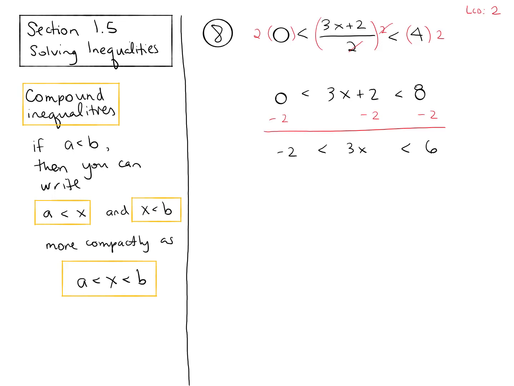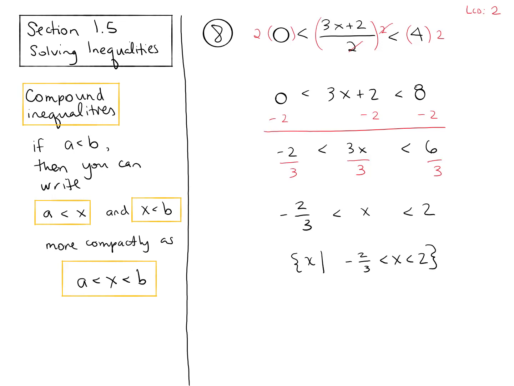We're now going to divide by the coefficient of the variable. So I'm dividing by 3. I end up with negative 2/3 is less than x is less than 2. I can write that in set notation by just saying the set of all x's that satisfy that rule that I have above. Negative 2/3 is less than x is less than 2.